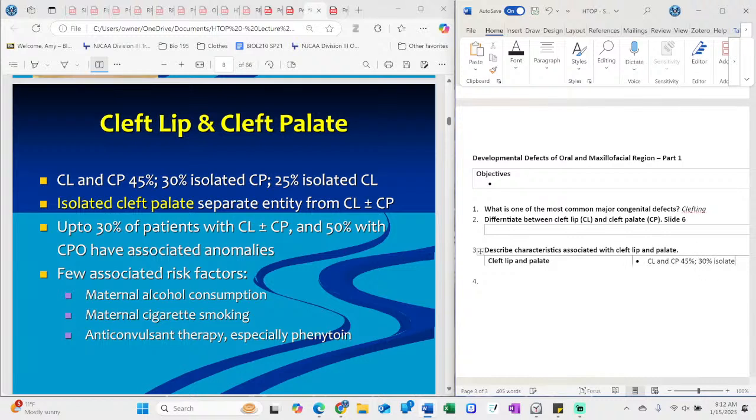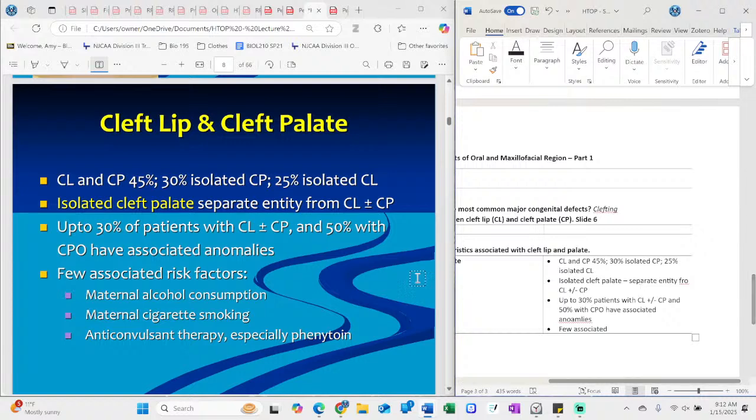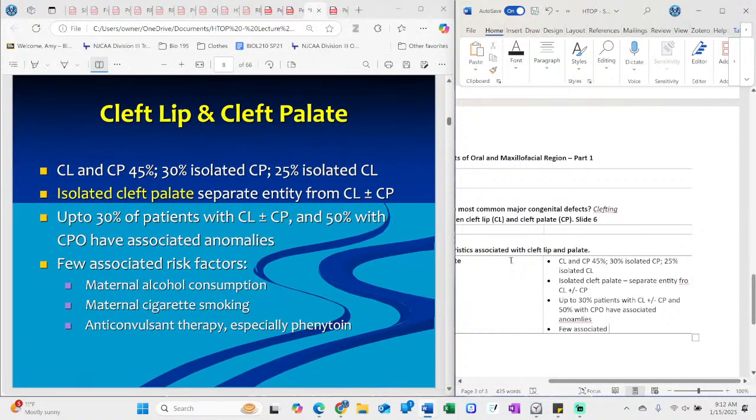Now, up to 30% of patients who have cleft lip with or without cleft palate, and about 50% of patients who have cleft palate only, often have associated anomalies. And these may be syndromic conditions, or they may be isolated anomalies like congenital heart defects, urinary tract infections, or things like hydrocephalus. So when we talk of syndromic conditions, they may either be single gene syndromes that have, say, autosomal dominant, autosomal recessive, or X-linked pattern of inheritance, or they may arise because of some chromosomal anomalies.